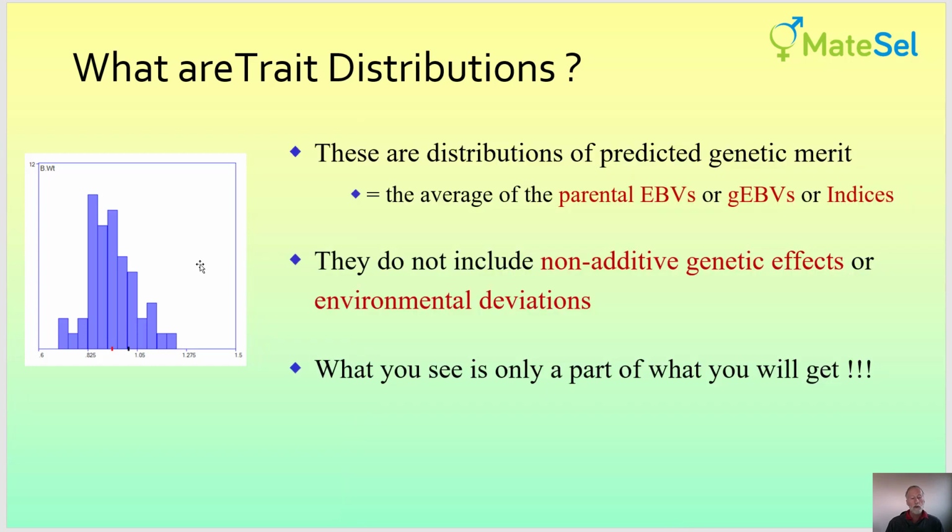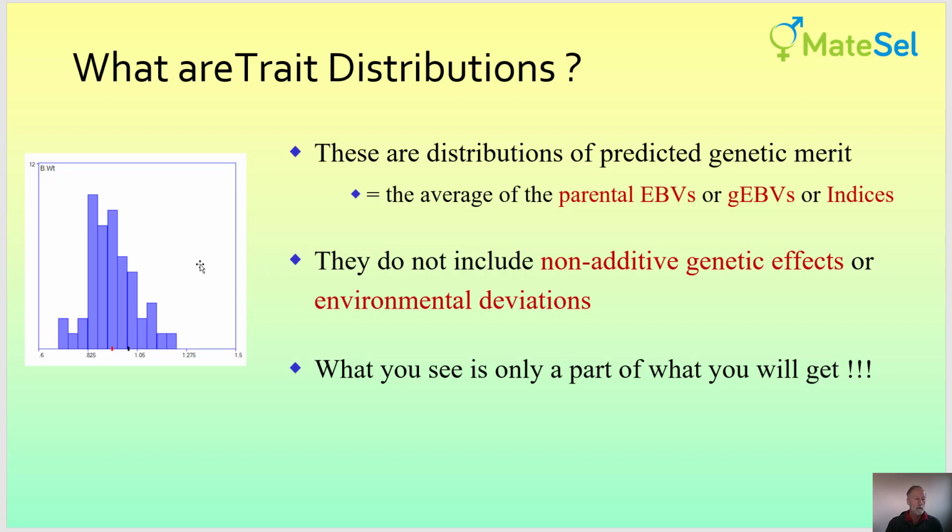We want to be a bit careful though, because these are distributions of predicted genetic merit, which is the average of the parental EBVs, or the genomic EBVs, or if we're looking at indexes, the average of the indexes. They're basically the average of the predicted genetic merit of the parents. So they do not include non-additive genetic effects, and importantly, they do not include environmental deviations. So what you see is only a part of what you will get.